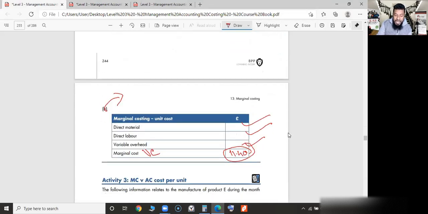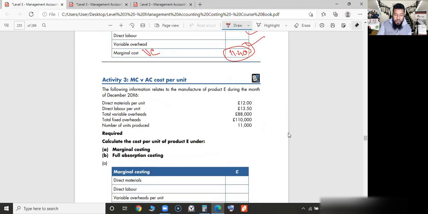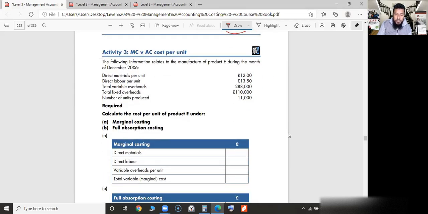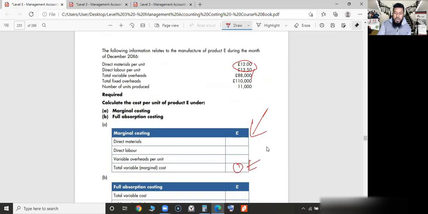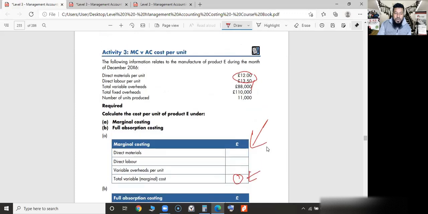Activity 3, I want you people to do. Give me the total marginal costing. Just give me that figure. Already it's given and this should be divided by the number. Okay, this is the question in front of you. Marginal costing you got to do and absorption costing you got to do. I'm giving you 2 minutes, 1 minute for question and 1 minute for writing back to me. 2 minutes.